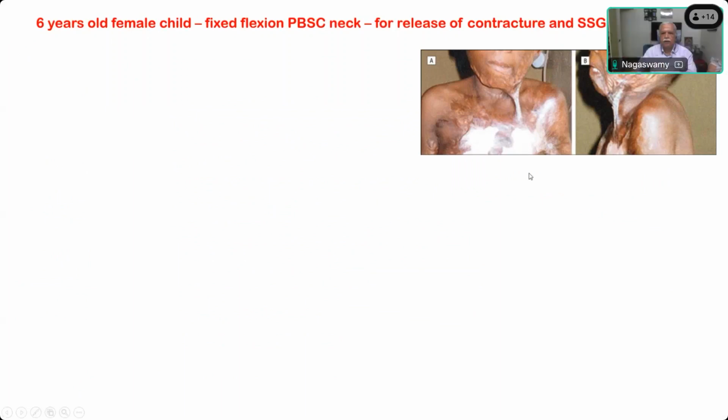So, this is the case: fixed flexion contracture in a 6-year-old girl. The question is: what are the important points in the history needed?